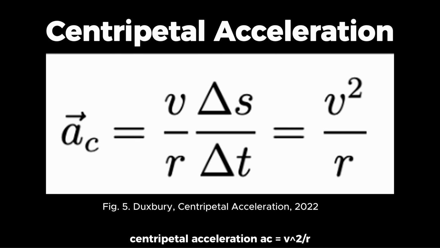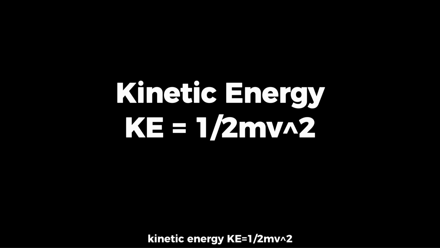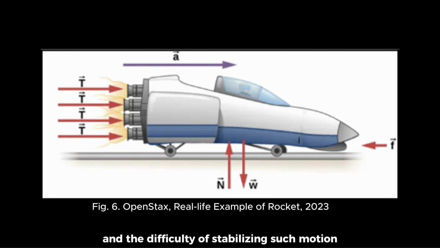Centripetal acceleration, a_c equals v squared over r, describes the inward force required for Iron Man's turn. High velocity and a small turning radius produce large g-forces, which place extreme stress on the human body. Kinetic energy, KE equals 1/2 mv squared, reveals the energy Iron Man carries during high-speed flight. This energy level determines the danger posed by collisions and the difficulty of stabilizing such motion. Together, these principles create a scientific foundation for judging the scene's realism.